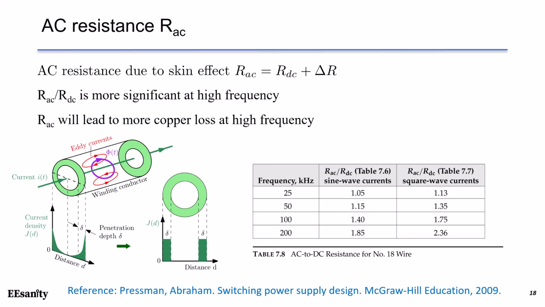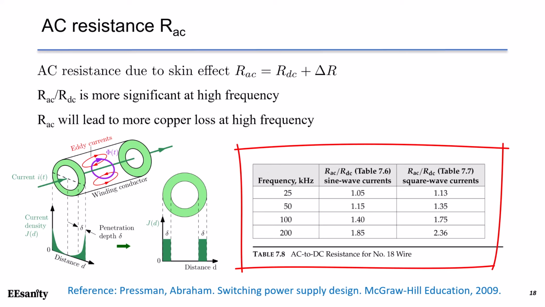Since the effective cross-sectional area is reduced by the skin effect, the overall resistance is increased at AC. The AC resistance due to skin effect is defined as RAC, which equals RDC plus delta R, where RDC is the DC resistance, while delta R is the resistance increase due to the skin effect.